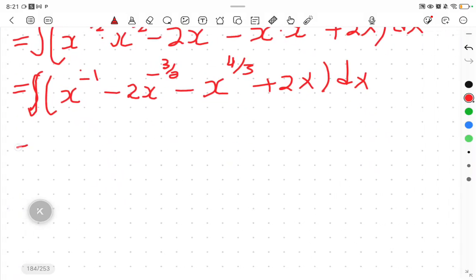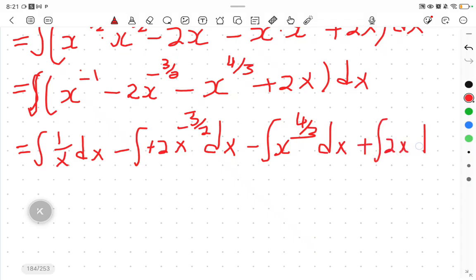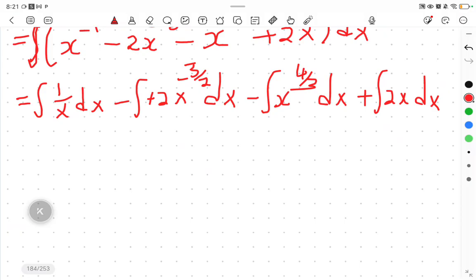Then from there I can just distribute. So this obviously would be ln of x minus 2x minus 3 over 2 plus 1. What is this?